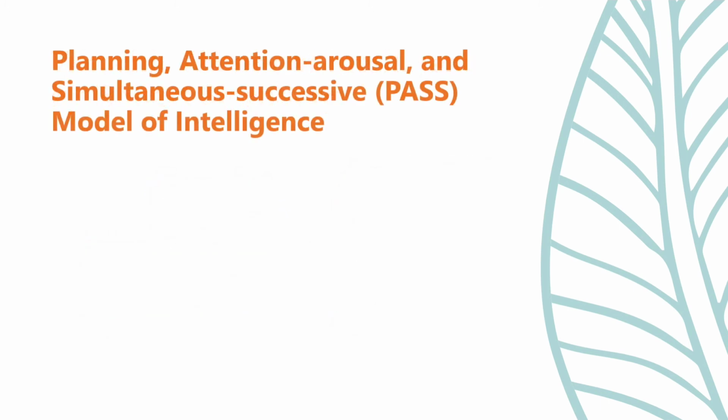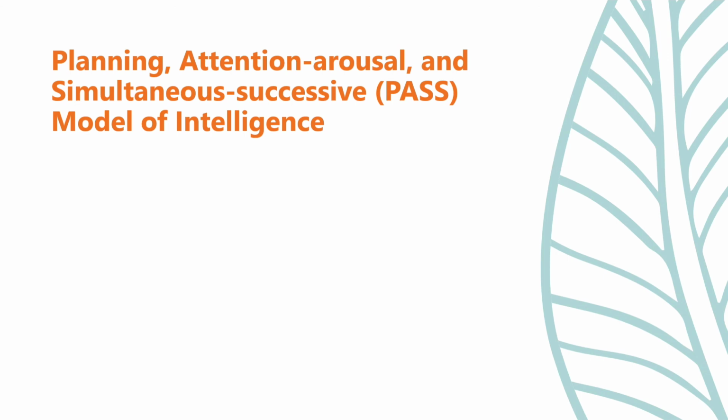The planning, attention-arousal, and simultaneous-successive or PASS model of intelligence was developed by J.P. Das, Jack Naglieri, and Kirby in 1994. According to this model, intellectual activity involves the interdependent functioning of three neurological systems called the functional units of the brain. These units are responsible for arousal attention, coding or processing, and planning respectively.